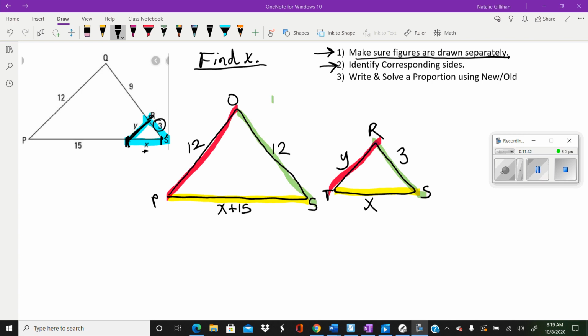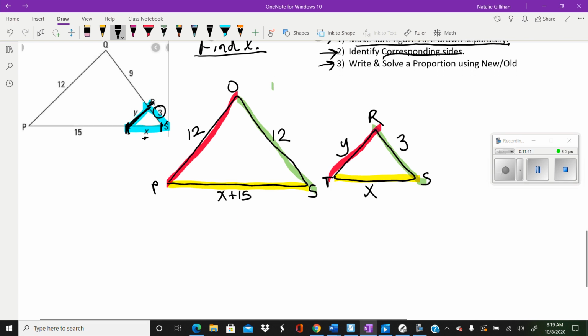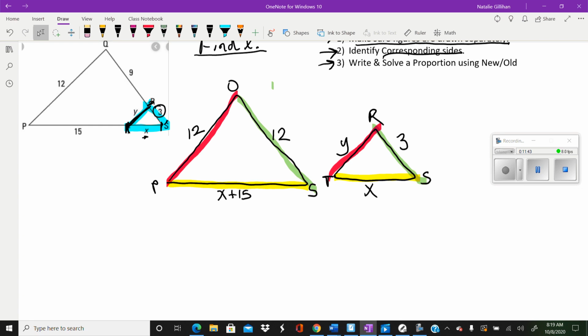Okay, so these delightful little triangles are oriented just so that the green is on the right, the yellow is on the bottom, and the left has this pinkish red color. They're not always that way, so you do have to be careful sometimes in order to match up our corresponding sides. But now that we've been able to do that, we're going to go on to step 3, and that is to write and solve a proportion using new over old.